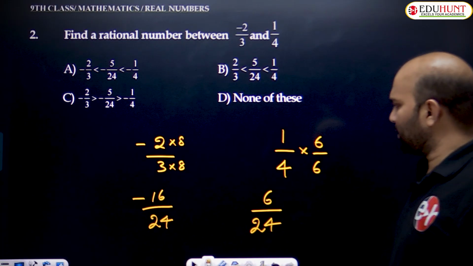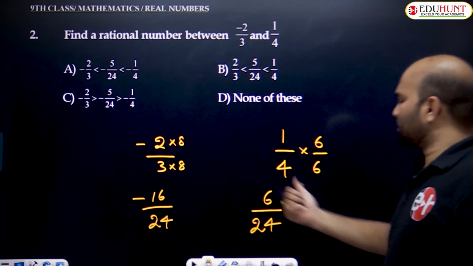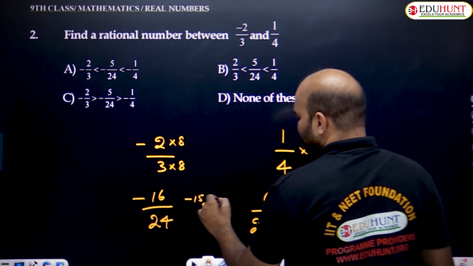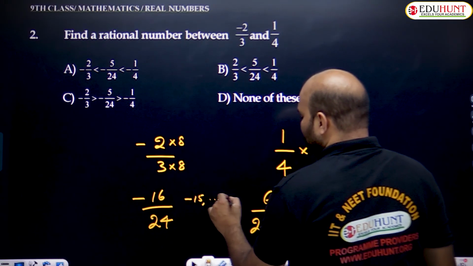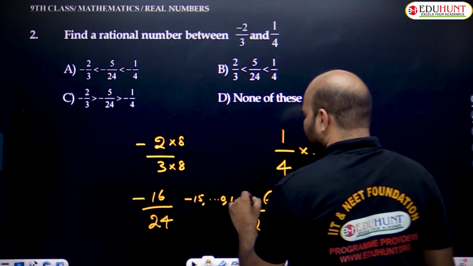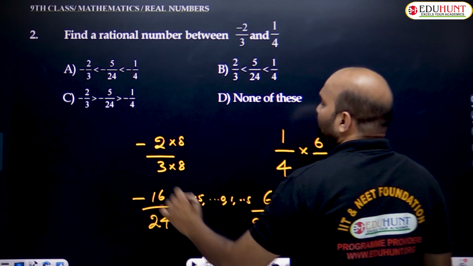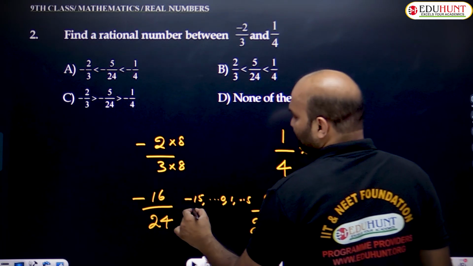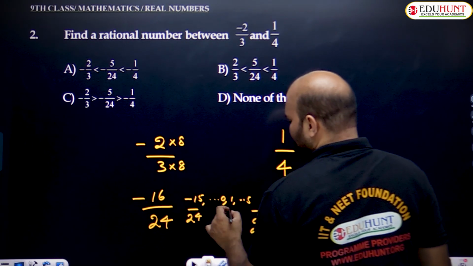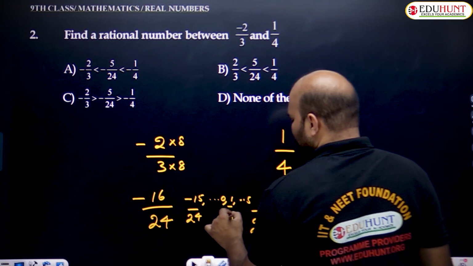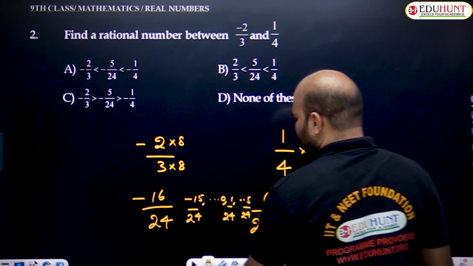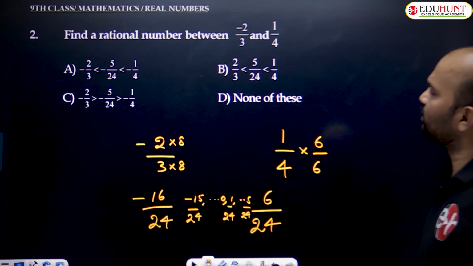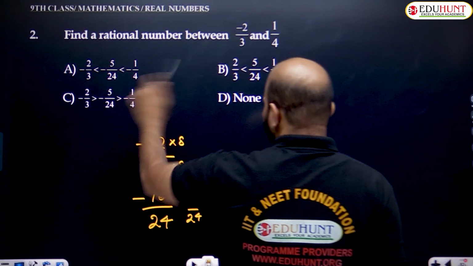So clearly we need to understand, from -16 to 6 how many numbers appear? -15, -14, -13, and 0 and 1, 2, 3 and so on up to 5. These numbers are between -16/24 and 6/24. So by 24 common, each number has denominator 24 between -16/24 and 6/24. Am I clear? So in that first option what I am given is -5/24.